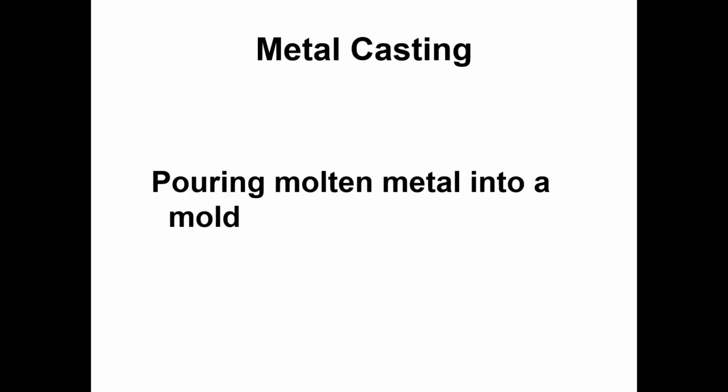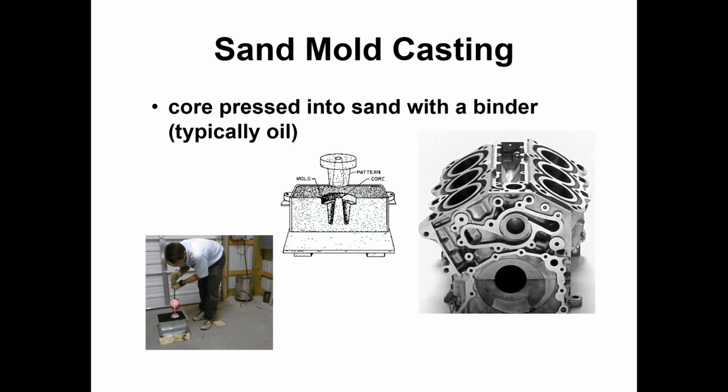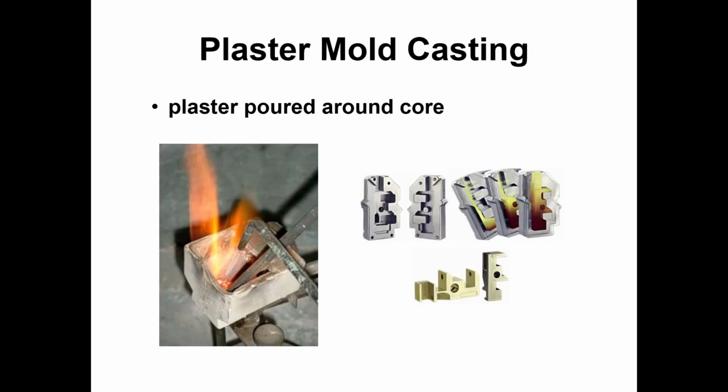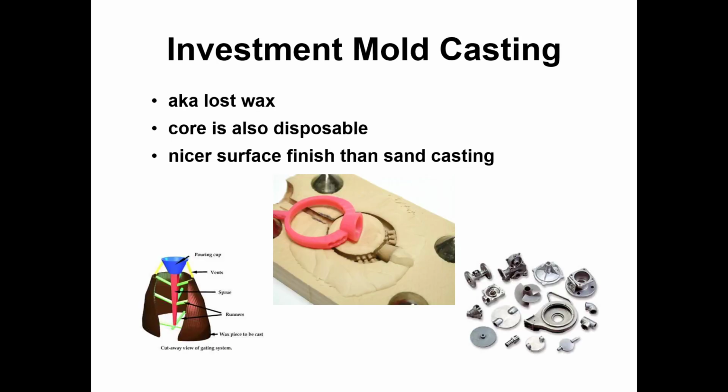All right, there's also metal casting. So you can melt metal and pour it into a mold. One way to do that is to make a mold out of sand. So you can press sand together with a binder. In the old days, that binder was oil. Nowadays they use epoxy. So they have sand with an epoxy binder mixed in. You can use plaster. So you can make a mold out of plaster and then pour the metal into that.